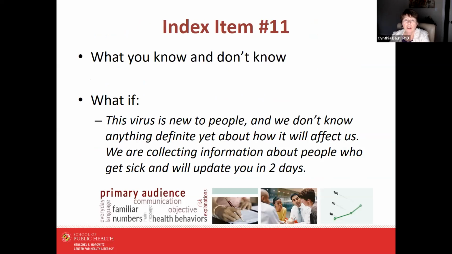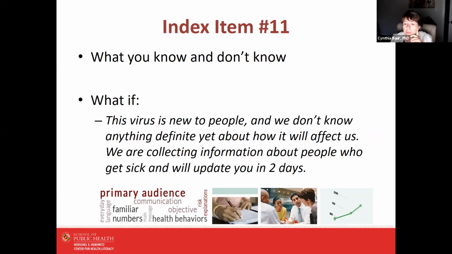So I want to talk about 3 items that are specifically in the index that would help us do a better job in conveying risk. Index item number 11 refers back to that CIRC framework in terms of what we know and what we don't know about a situation. So I'm proposing a what if. What if we had originally talked to people about the virus in this way? This virus is new to people and we don't know anything definite yet about how it will affect us. We are collecting information about people who get sick and will update you in 2 days.